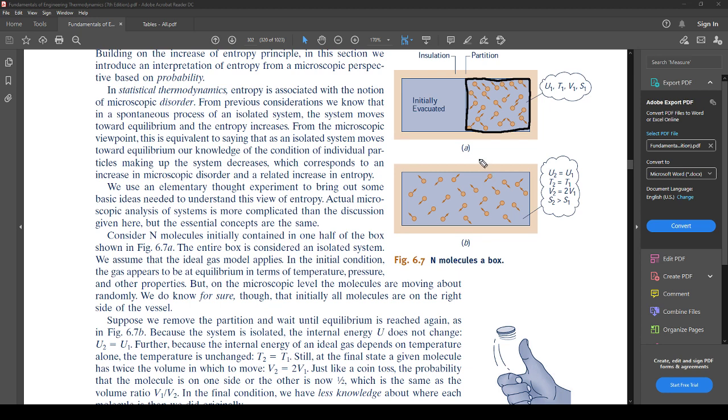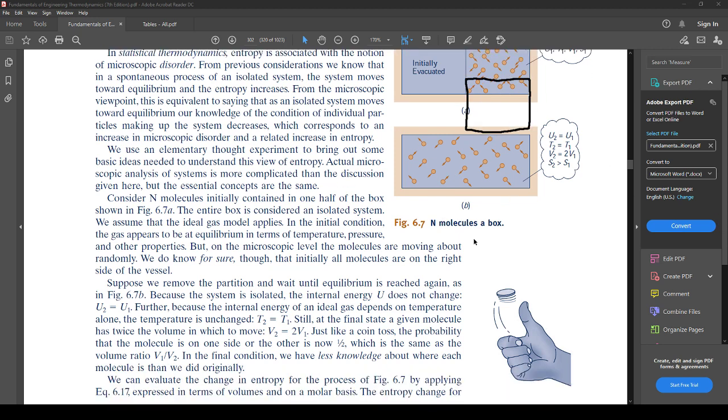Then it says if we remove the partition and wait till equilibrium is reached again, as in the next figure, because the system is isolated, the internal energy does not change. Further, because the internal energy of the ideal gas depends on the temperature alone, the temperature is unchanged. Still, at the final state, a given molecule has twice the volume in which to move, right? So essentially, these molecules can move even further now. They were contained, now they are not.